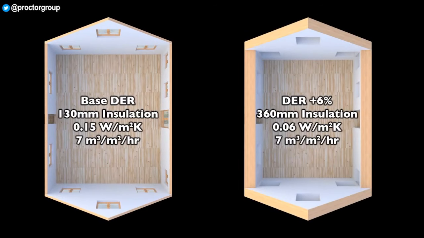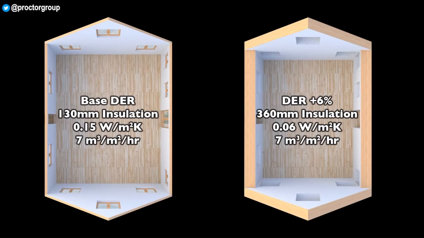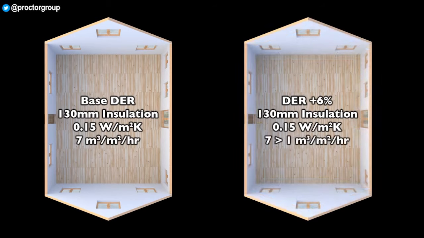In our example, achieving a 6% improvement in DER would mean increasing the thickness of insulation from 130mm to 360mm, which would have a significant effect on the building footprint or the internal space. In contrast, by improving the airtightness of the dwelling, the insulation thickness can remain unaffected.